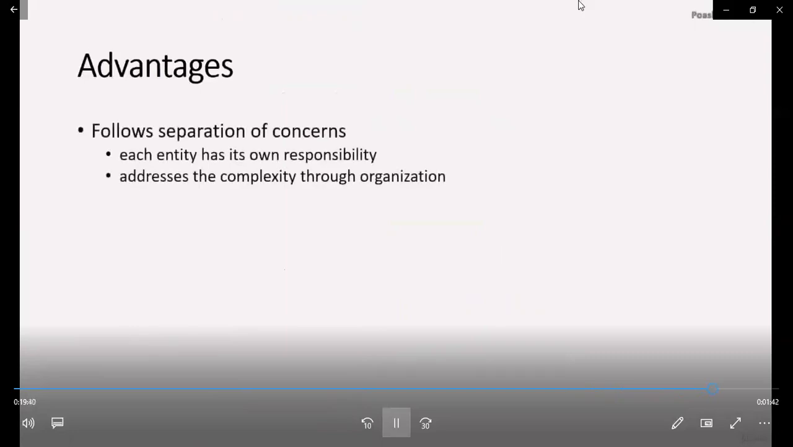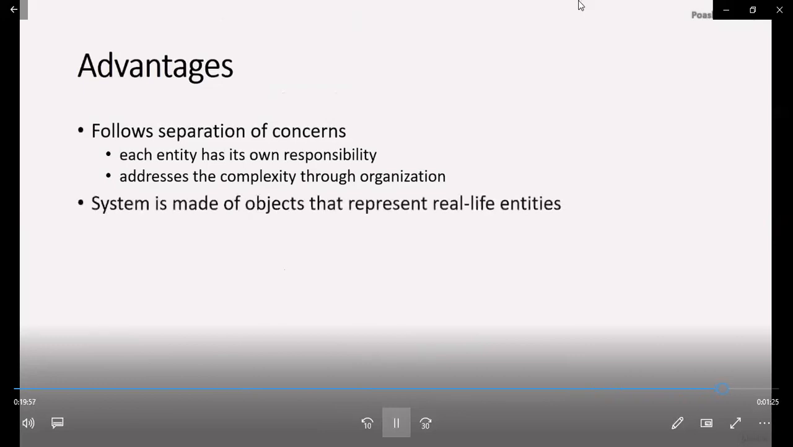So let's discuss the advantages of object-oriented decomposition over algorithmic decomposition. Object-oriented decomposition follows separation of concerns. That means each object has its own responsibility. Then we can address the complexity of the system by organizing the objects. So we can either use generalization or we can use classification.